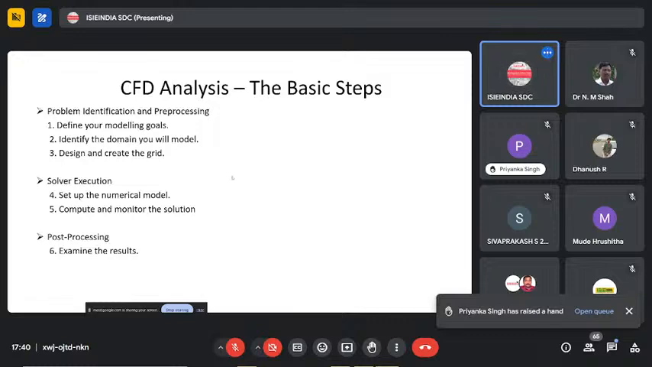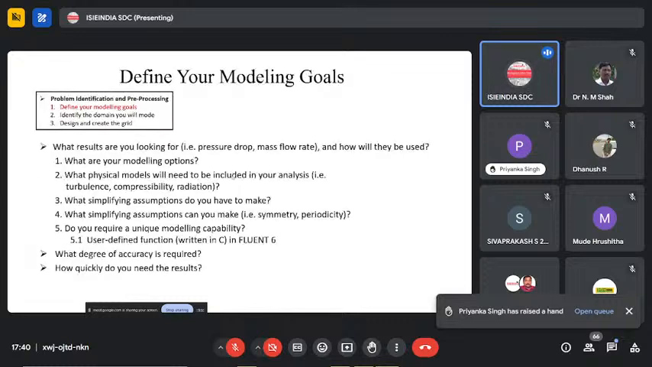After that, this process solver execution in which we set up a numerical model, compute and monitor the solution, and then post processing where we can examine the result, what we actually want. So let's go step by step to understand this.